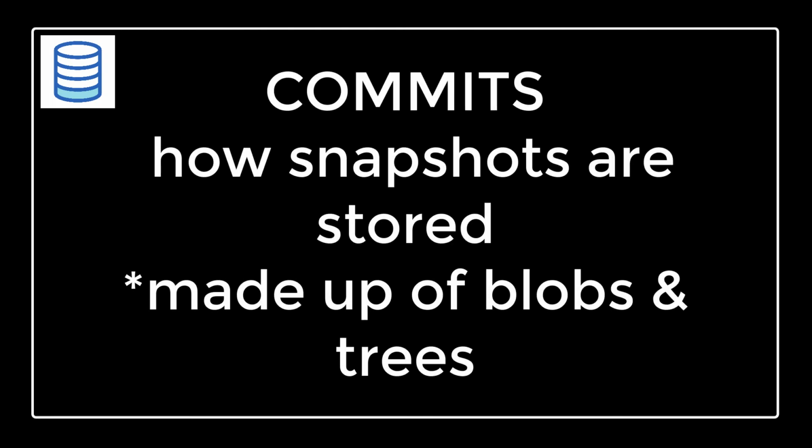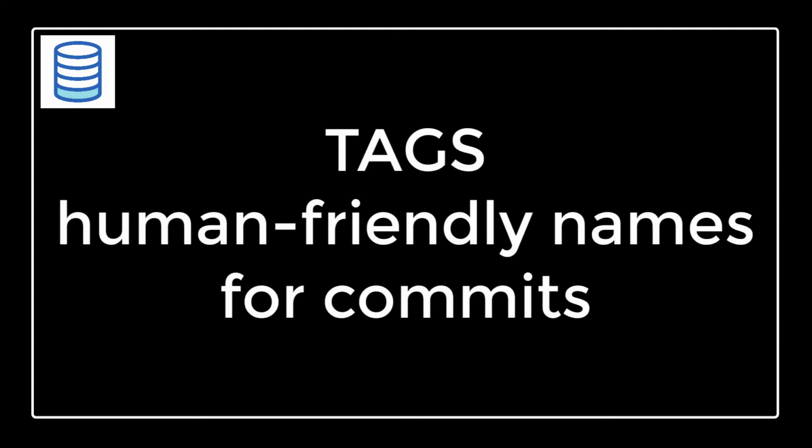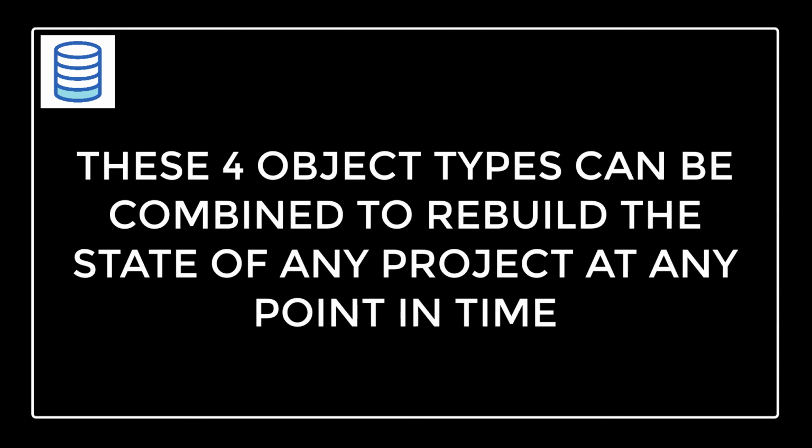Commits are how snapshots are stored. Commits are comprised of blobs and trees. And tags are human-friendly names for snapshots, aka commits. These 4 object types can be combined to rebuild the state of any project at any point in time.